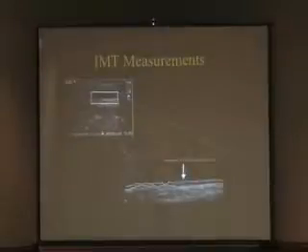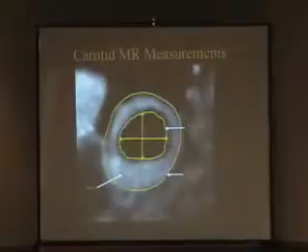One of the things that we have done is trying to look at the measurement obtained by intima media thickness and comparing this to what can be obtained with MRI. So as you're very familiar with IMT, you can have automated edge detection and measuring the borders of the wall from the intima to the media.